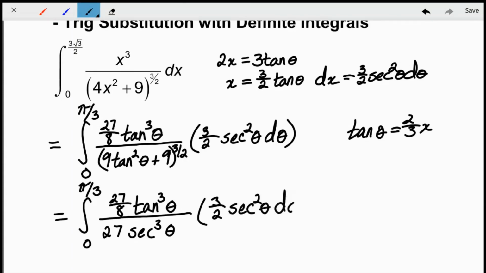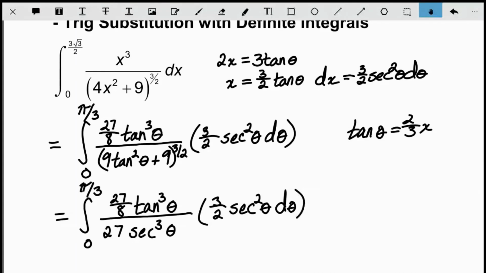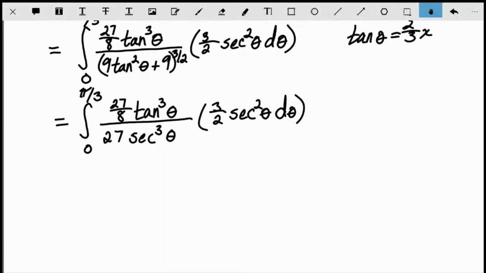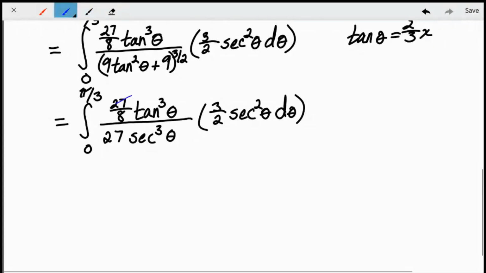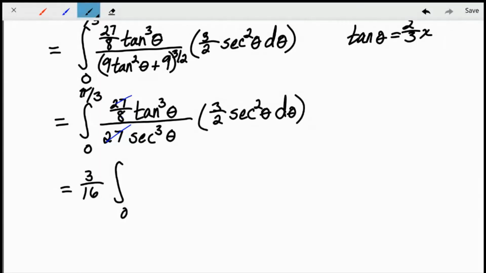Okay, so still a little bit messy here. We've got to be really careful with these fractions, but it's still the same general idea as what we did before. Okay, so at this point, we've got a 27 divided by a 27. We've got an 8 multiplied by 3/2, so that's going to give me 1/8 multiplied by 3/2, that's going to give me 3/16. So I'm going to factor out the 3/16 that I have. So I've got 3/16 times the integral from 0 to pi over 3.